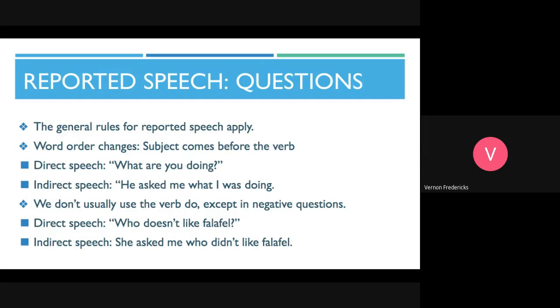We don't usually use the verb do except in negative questions. Direct speech: Who doesn't like falafel? Indirect speech: She asked me who didn't like falafel. Doesn't changes to the past, didn't like.